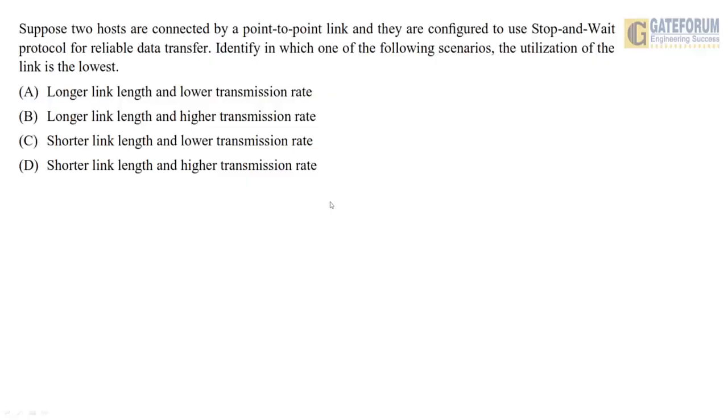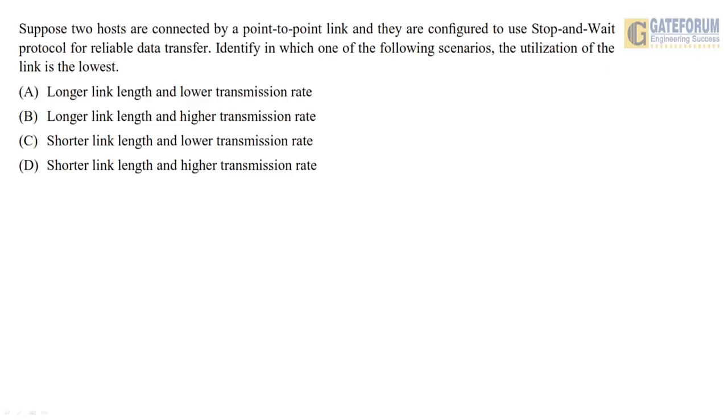In this video, we are going to discuss GATE 2023 questions of the subject computer network. The first question is on your screen: suppose two hosts are connected by a point-to-point link and they are configured to use stop and wait protocol for reliable data transfer. Identify in which of the following scenarios the utilization of the link is lowest. We need to check in which scenario utilization of link is lowest.